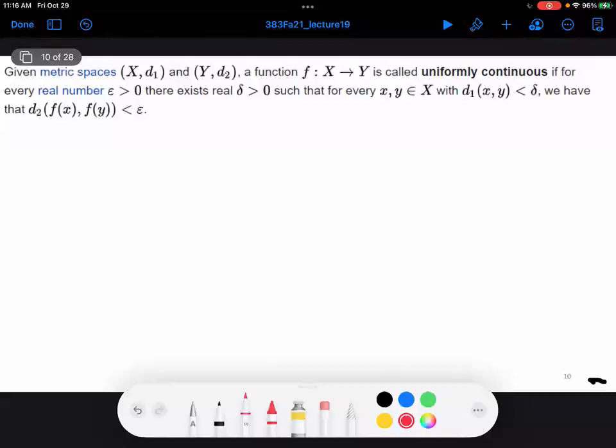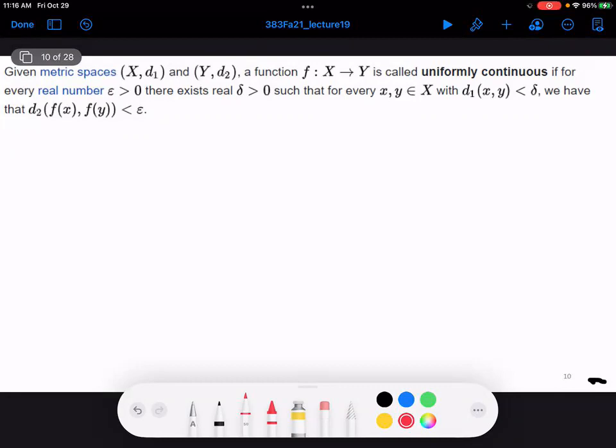So a function is uniformly continuous if for every epsilon there exists a delta such that for every x and y in X, if the distance between x and y is less than delta, then the distance between f of x and f of y is less than epsilon. The notation here is a little more general because I'm not assuming that my inputs and outputs are both real numbers. My inputs are in one space, the outputs could be in another space. And I'm just saying that the distance between the outputs is always going to be less than epsilon if the distance between the inputs is always less than delta.